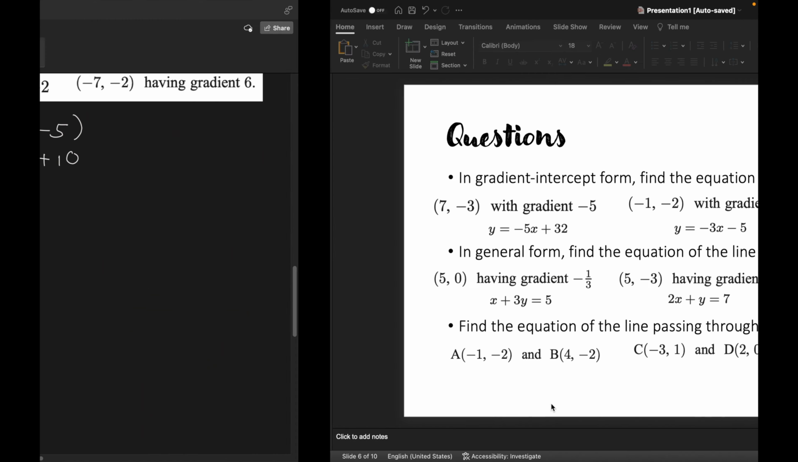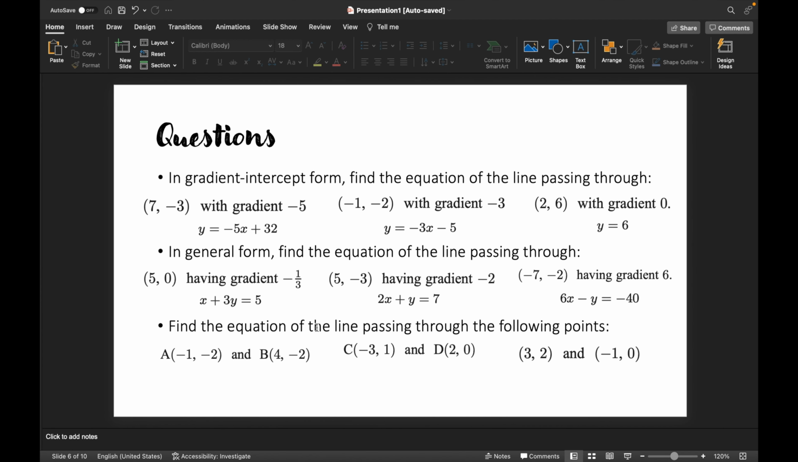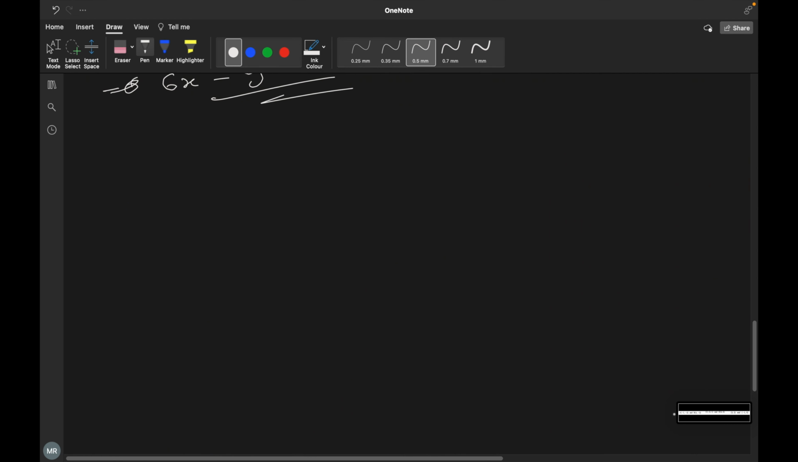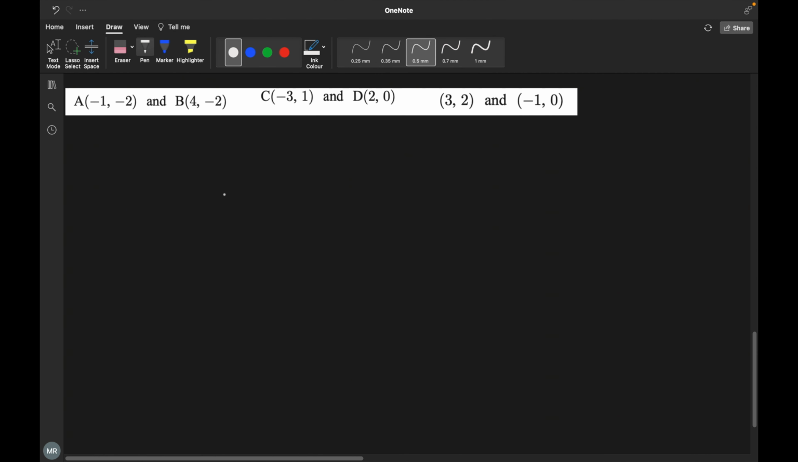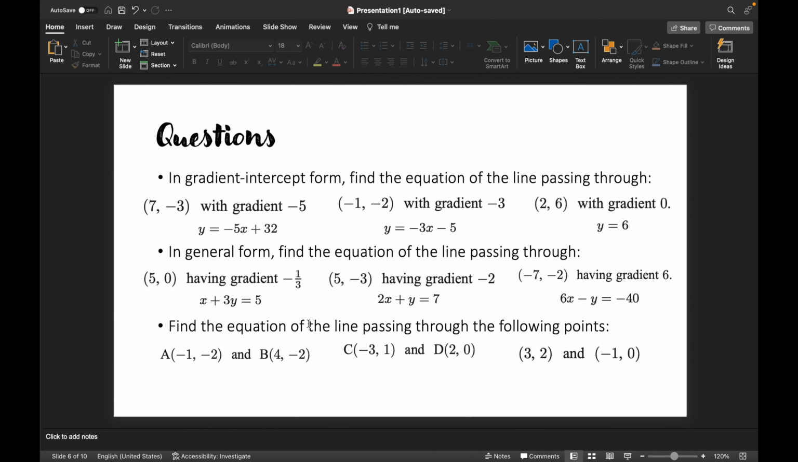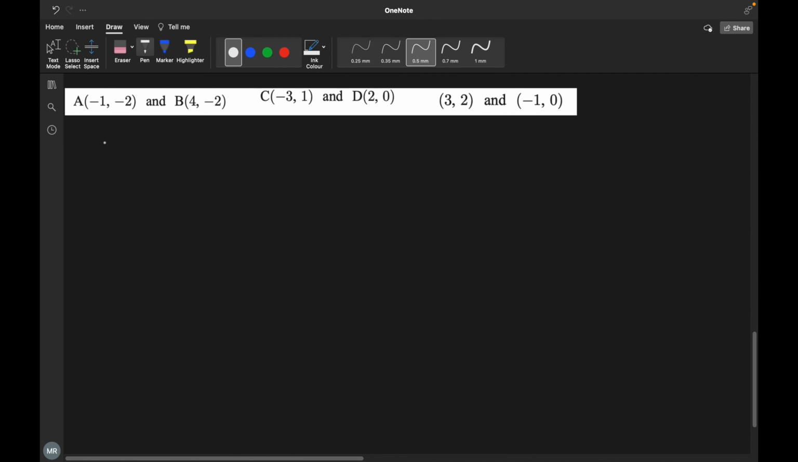Let's solve the last set of questions. So we have to find the equation of the line passing through the following points. So yeah, let's do that. All right. So we have to find the equation of the line passing through this. Okay, so we have the coordinates of the points A and B.